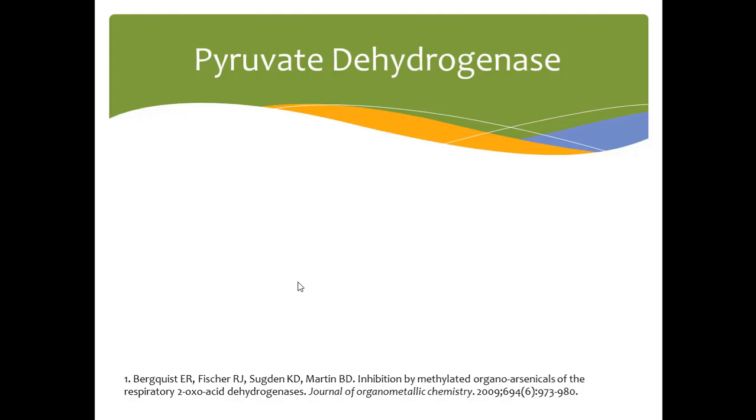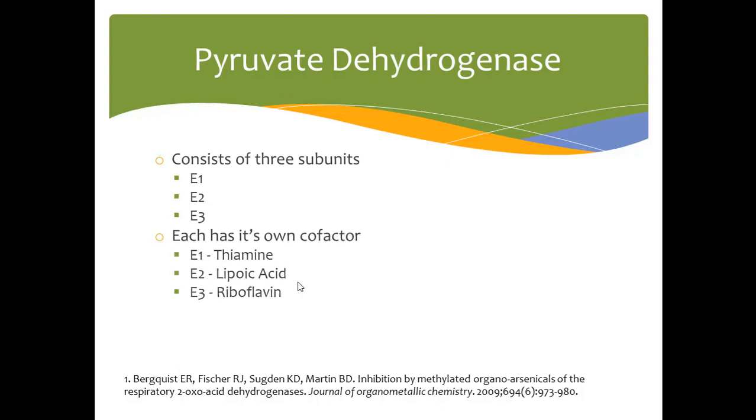of time on it. It's a key step in glucose metabolism, and there are some genetic defects that can occur here within this enzyme that are really important to take note of. It's a very large enzyme. It's often called pyruvate dehydrogenase complex. It has 3 subunits, E1, E2, and E3, and each of its subunits has its own cofactor. E1 is dependent on thiamine, and of course lipoic acid is a cofactor for subunit E2, and then riboflavin, which is B2, is a cofactor for subunit E3.